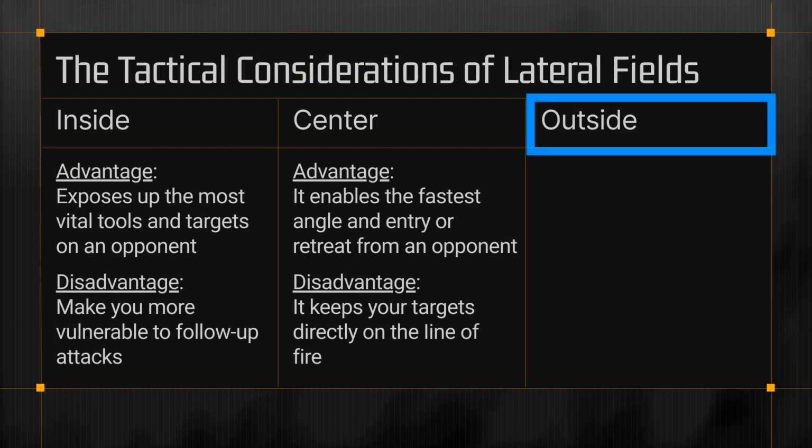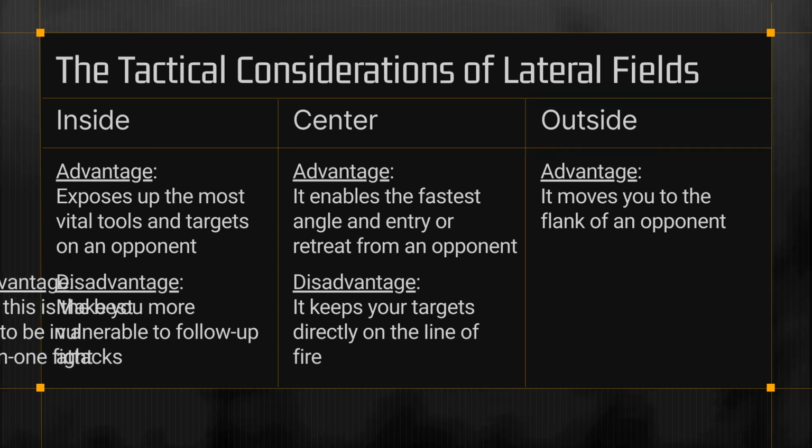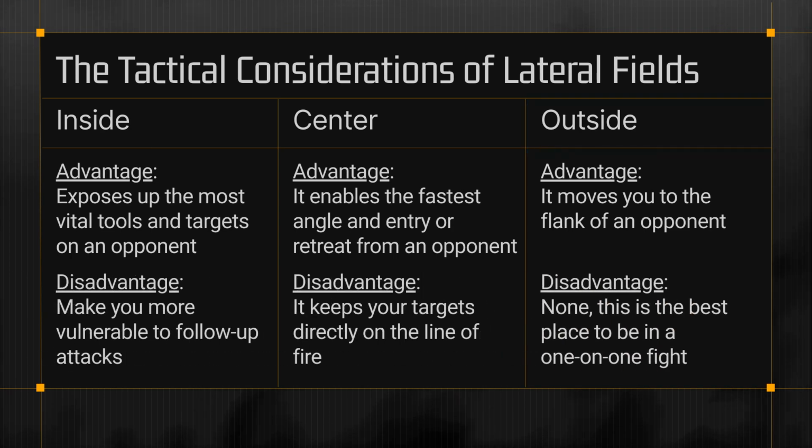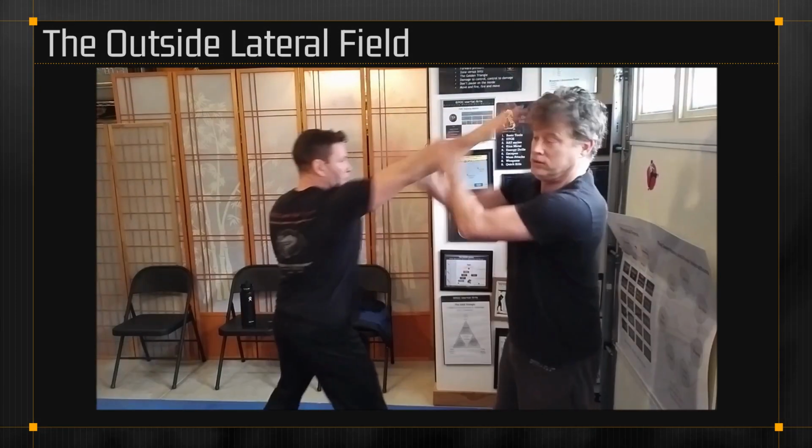The advantages and disadvantages of the outside. The outside advantage is that it moves you to the flank of an opponent. This position nullifies the backup weapon and gives you access to the golden triangle of targeting. The disadvantage: none. This is the best place to be in a one-on-one fight. If you recall, there's 3 lateral fields of engagement. We have on the line, off the line inside, and off the line outside.